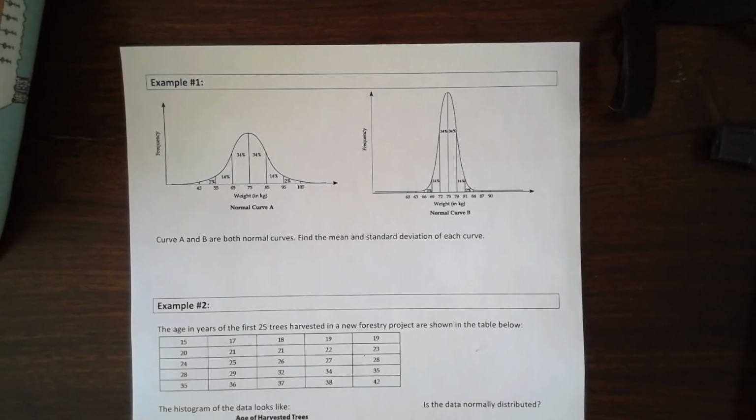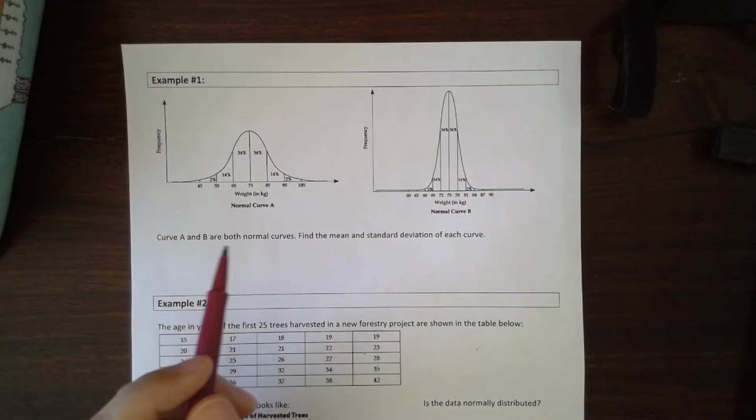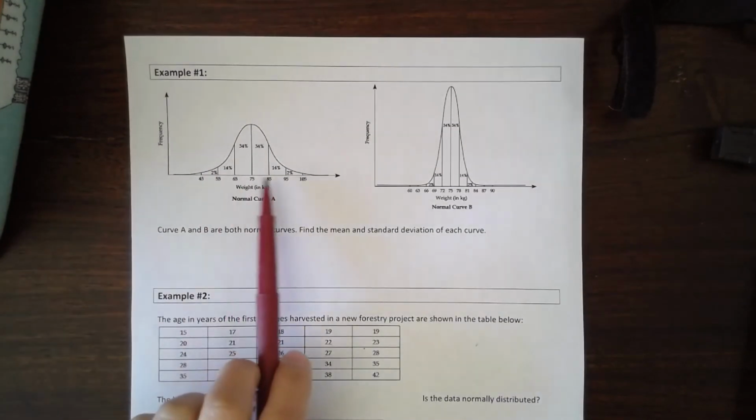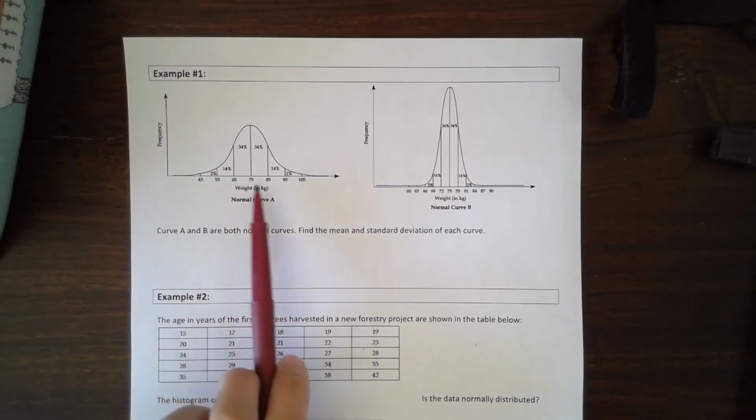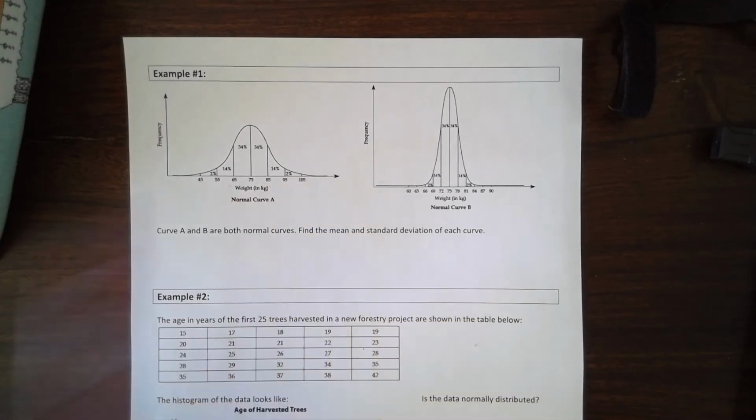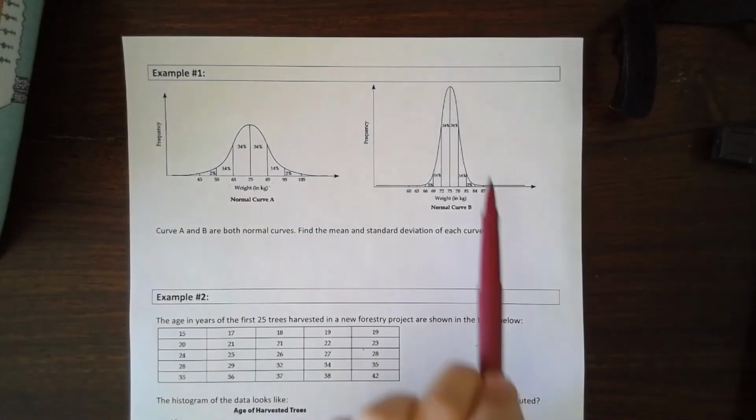Curve A and curve B are both normal curves, right? And why are they normal? Well, they've got one hump that's in the middle. It's symmetrical, right? They've got one hump, and we can see that most of the data, 68% of the data, falls within one standard deviation. And we see this nice kind of one hump.